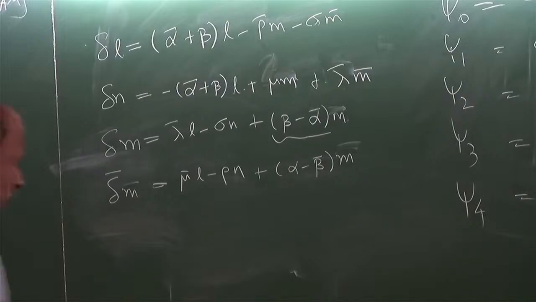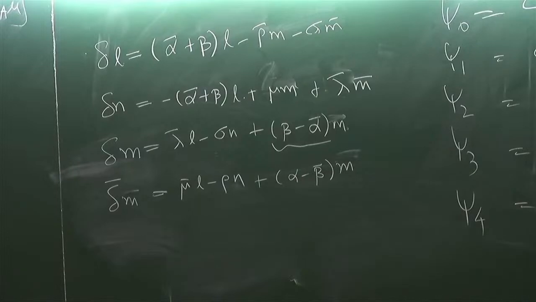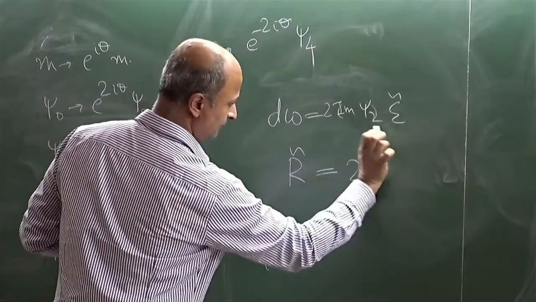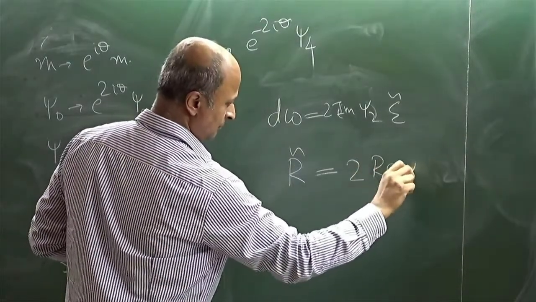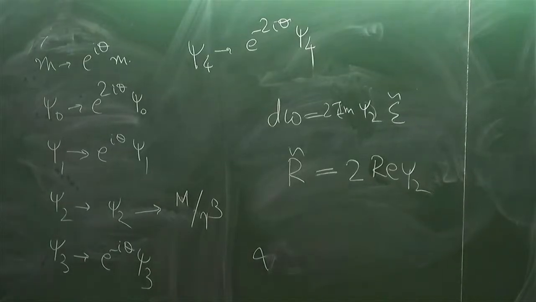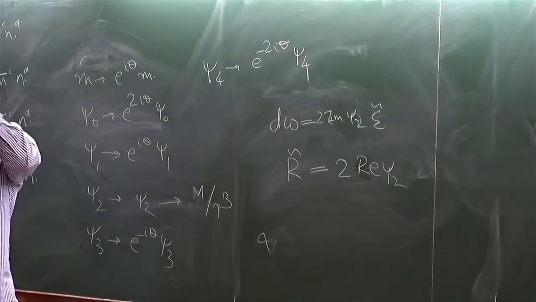And then you can show, in fact, that the Ricci scalar on the horizon, let's call that R tilde, is given by the real part of psi 2. Okay? So in other words, this quantity psi 2 is again extremely important. It determines not just the angular momentum, it also determines the shape of the horizon.